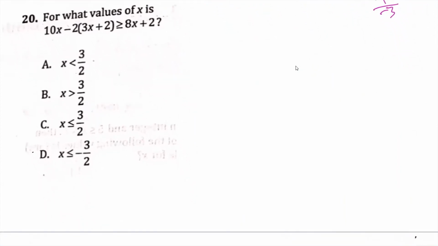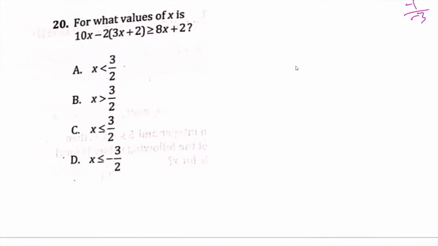And then here, the next one, right? For what values of x is 10x minus 2 (3x plus 2) greater than or equal to 8x plus 2? So we are just going to distribute, right? We're going to get this negative 2, distribute to 3, and distribute to 2. So we're going to have this 10x minus 2 times 3 is 6x, 2 times 2 is 4, greater than or equal to 8x plus 2.